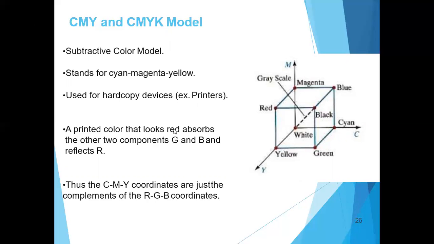So a printed color that looks red absorbs the other two components, green and blue, and it reflects red. So for any printed material, the one which looks red actually absorbs the color components green and blue. So we are subtracting green and blue, and what output are we generating? We are generating red color. That is why it is called a subtractive color model. You are removing two colors and getting the resultant as one more color.